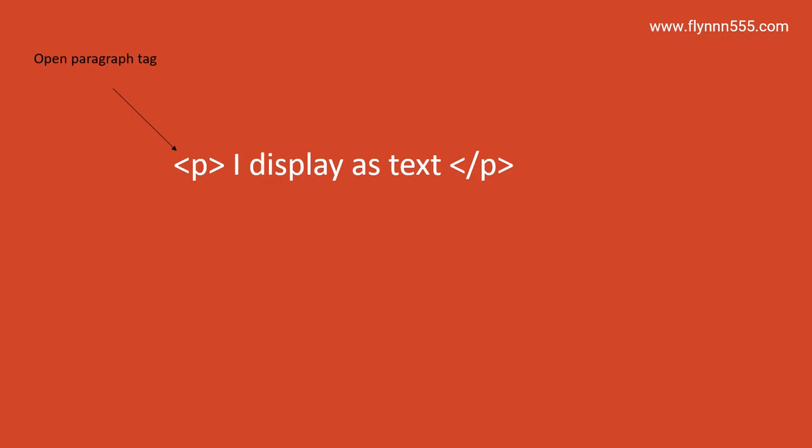We see here that we've got the opening paragraph tag. Then we place whatever information we want to inside that tag. And then we close that tag out, and that will implement that information on the screen with that particular HTML style, which is a paragraph.